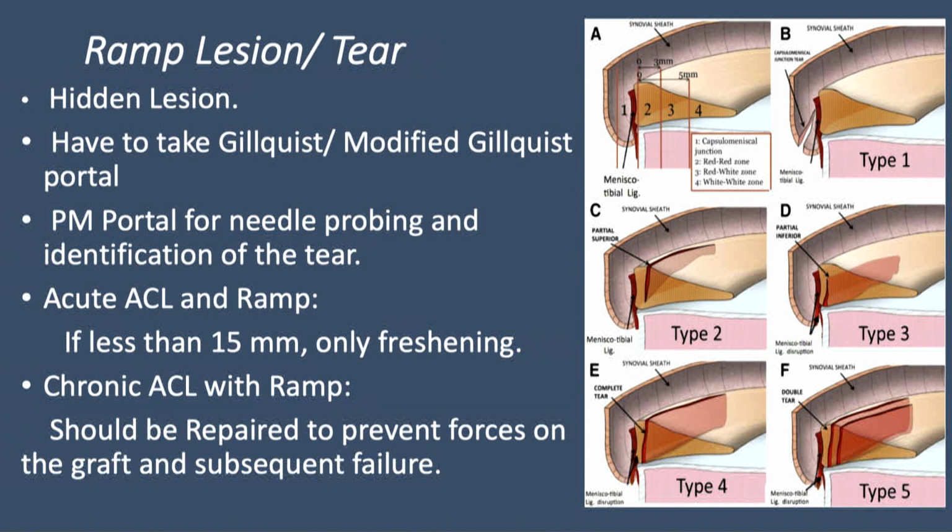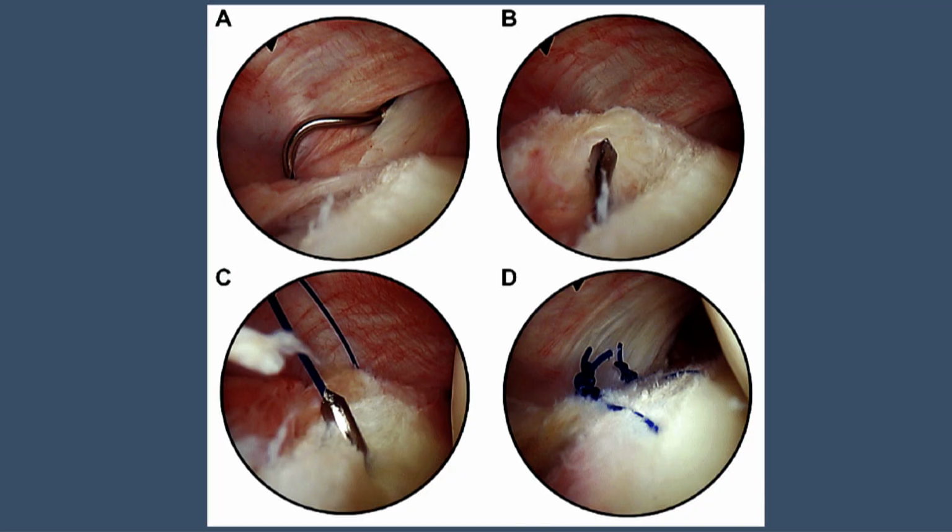this type 4 is the most common here. This is a longitudinal tear in the ramp region. Sometimes there are additional bucket handle type of tears. This is the most commonly seen and is very challenging. Normally what we should do in diagnostic arthroscopy, we should put a needle from the posteromedial portal, and once the needle is inside, we have to lift up this area and check for this tear if it is there. Otherwise, this is supposed to be a hidden lesion, and most of the time it is missed.